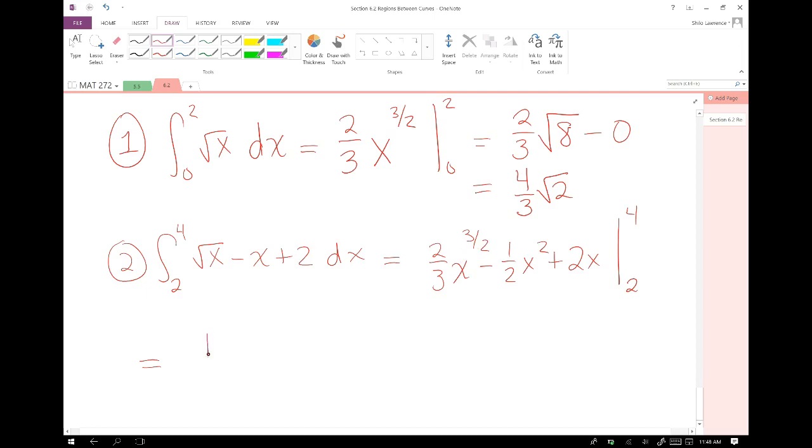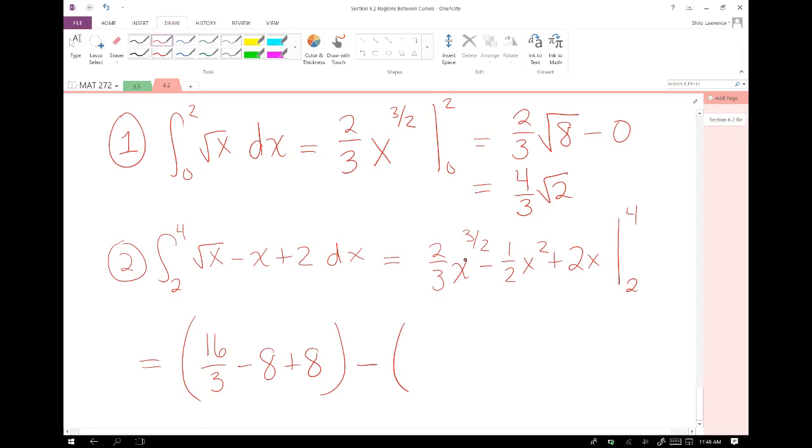So this first piece ends up as 16/3. 4 squared is 16. A half of that is 8. And then 4 times 2 is 8. So that's what we get when we plug in 4. And then we're going to subtract what we get when we plug in 2.